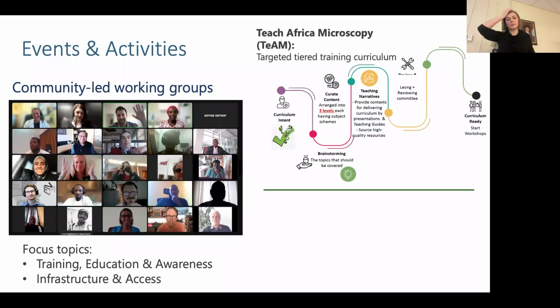So our first working group is really interesting. They are developing a targeted and tiered training curricula for microscopists in Africa. So this is trying to make sure it's context relevant, accessible for as many researchers as possible, and in a way that can be distributed. And the plan is for this to then be developed into a train the trainers program.